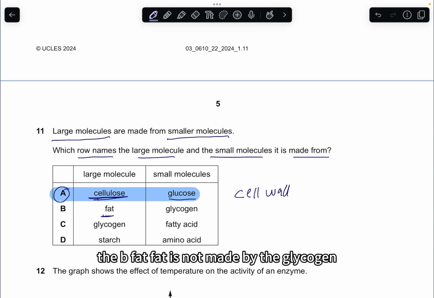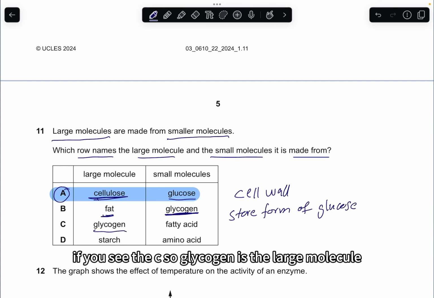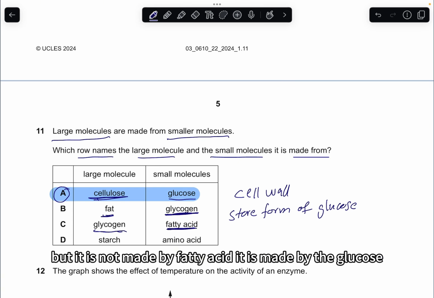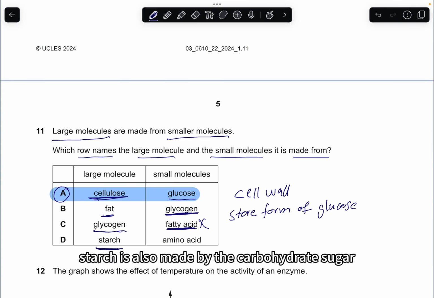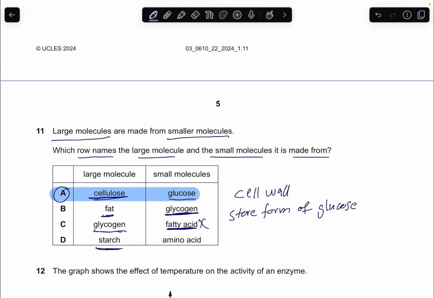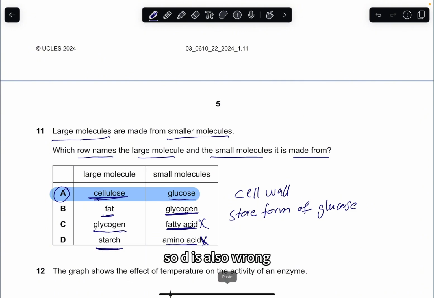If you see B, fat is not made from glycogen, because glycogen is a store form of glucose. If you see C, glycogen is the large molecule, but it is not made from fatty acid, it is made from glucose. So this is also wrong. Option D is starch. Starch is also made from carbohydrate, sugar. It is not made from amino acids. Amino acids make protein. So D is also wrong.